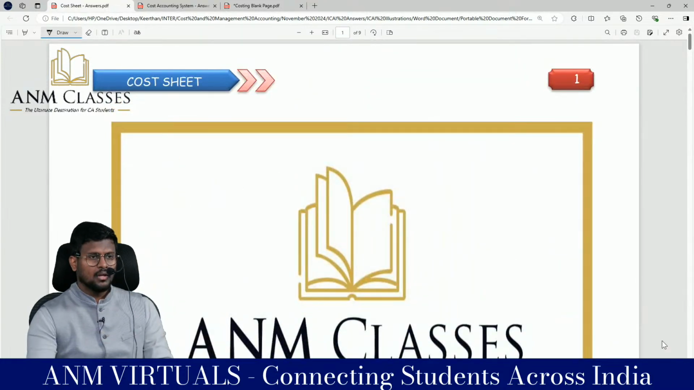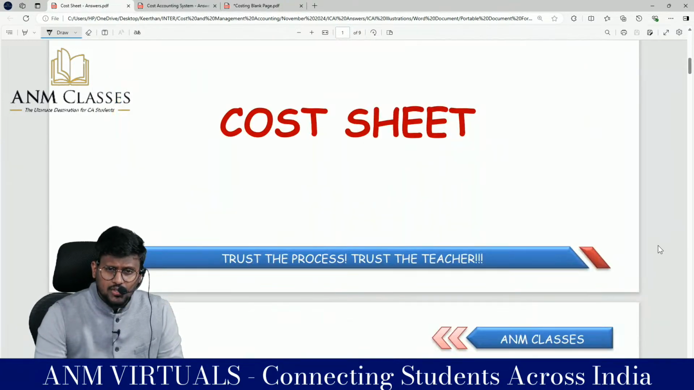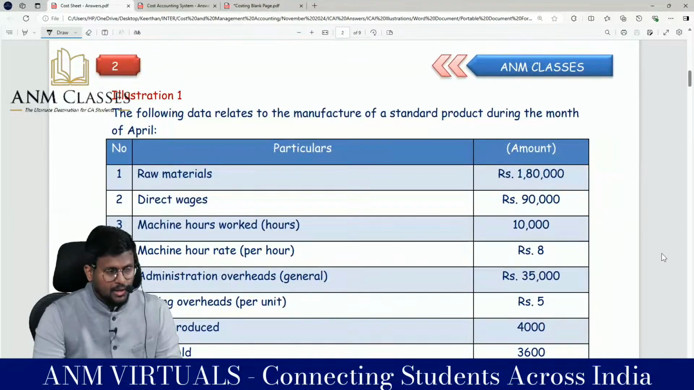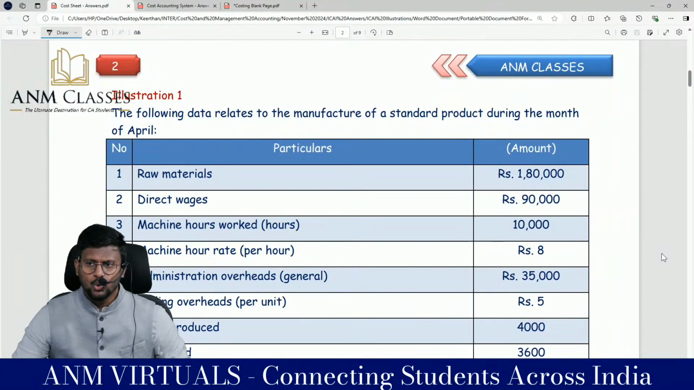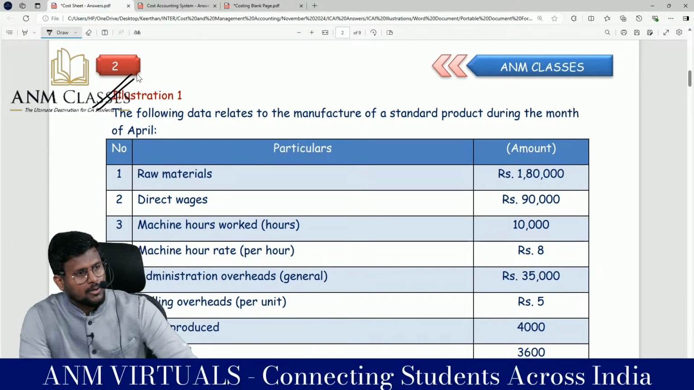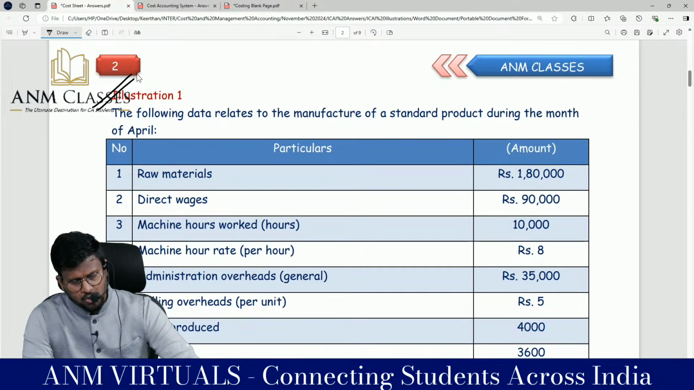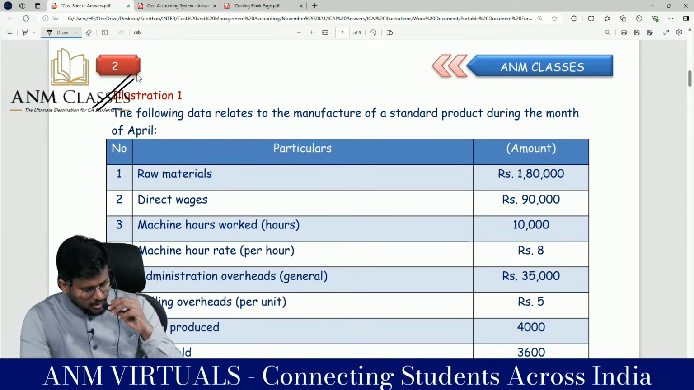Happy morning, sir. So we are doing cost sheet. We have completed the concept questions of cost sheet. We have to do the ICAI study material. Two questions for the day is the target: illustration number 1 and illustration number 2. There are only 3 illustrations in the cost sheet. So tomorrow we'll be doing illustration number 3.